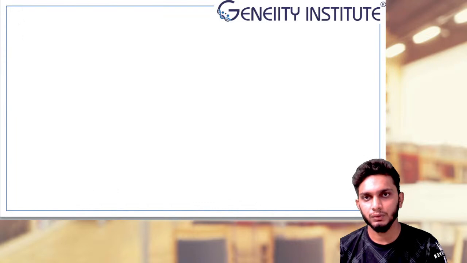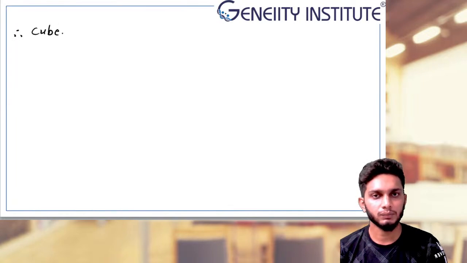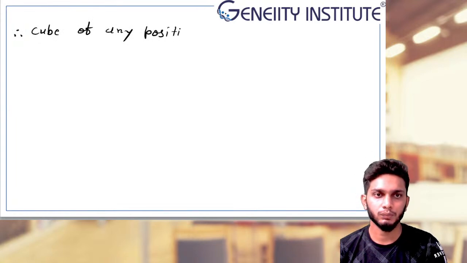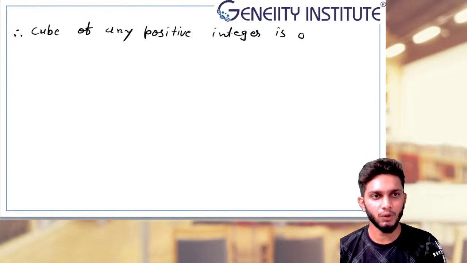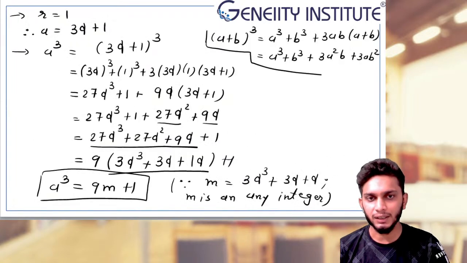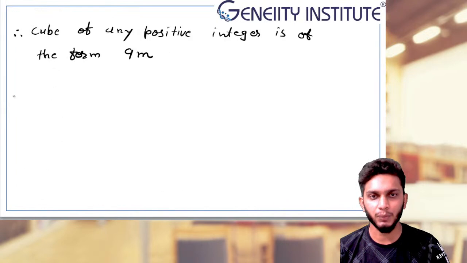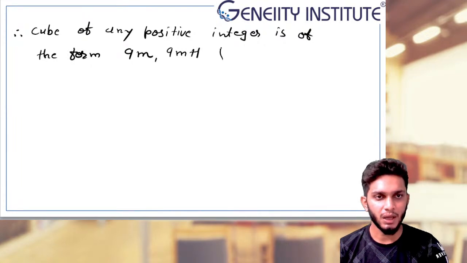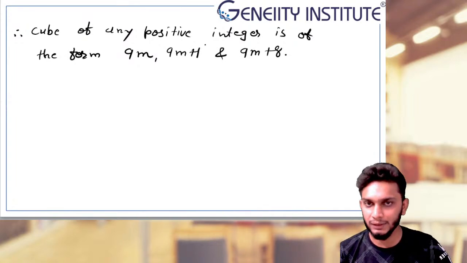So write that: therefore cube of any positive integer is of the form 9m, first one, second one 9m plus 1, and third one 9m plus 8. Okay, so we get this.